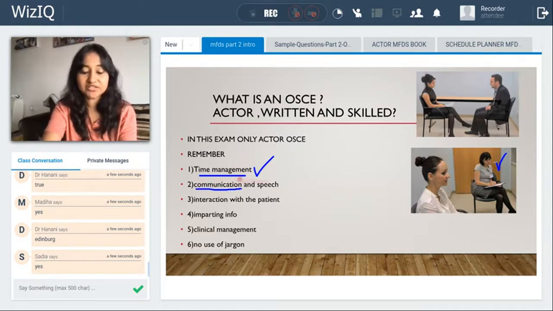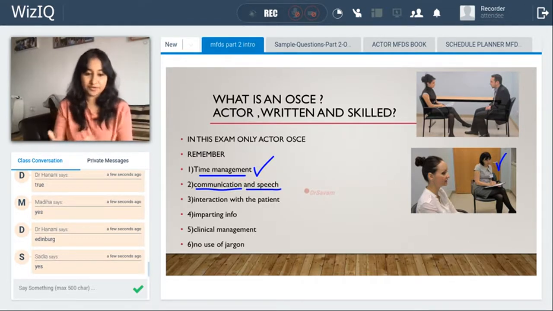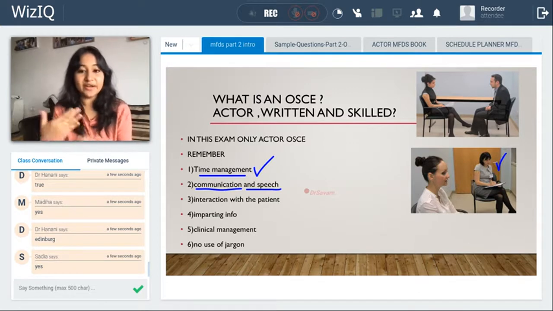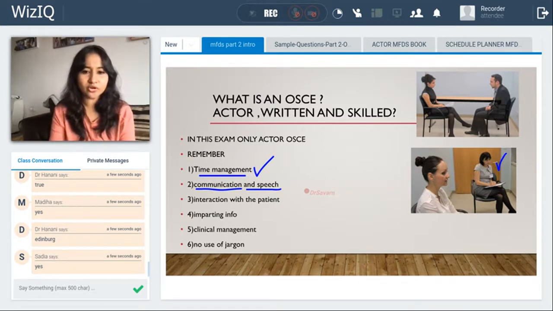Communication, as I've told you, is the most important thing. It should not be like a speech. It should always be like an interaction. It should not be like you are going on talking, not listening to the patient, and not letting him or her talk. Always make sure you listen to the actor patient, because the actor patient will give you much information which you would otherwise miss.